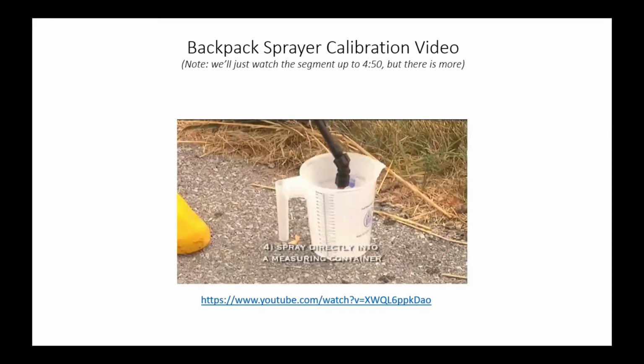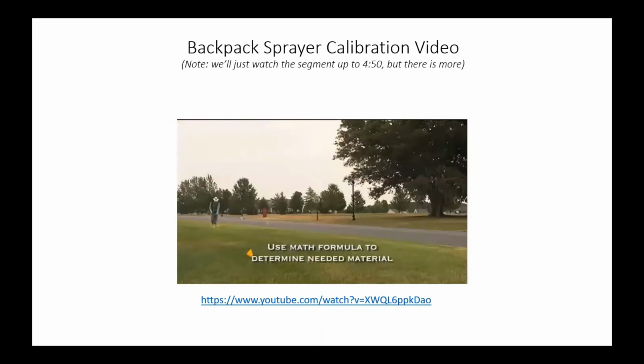Step 4. Spray directly into a container, preferably one marked with fluid ounce measurements, using the same pressure and for the same amount of time it took to spray the calibration plot. This will tell you how many ounces of product are being applied in that 1,000 square foot area. Step 5. With basic math proportions, you can then determine how much material you'll need to treat any size area.